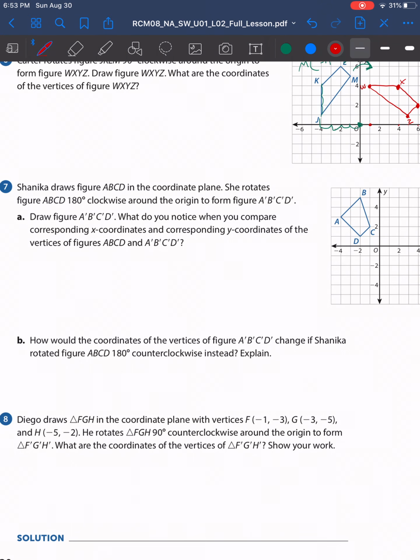Oh my gosh, what is that name? Shanika. I will not be naming my baby Shanika.